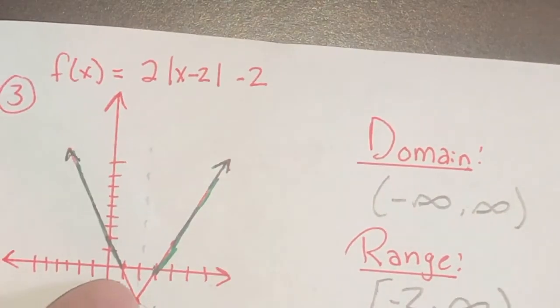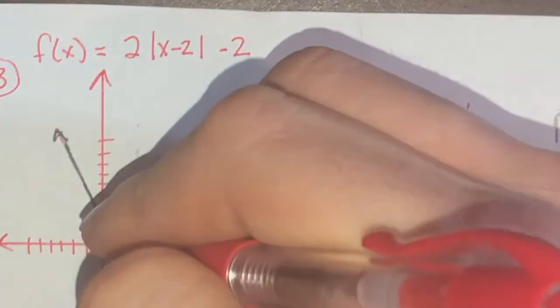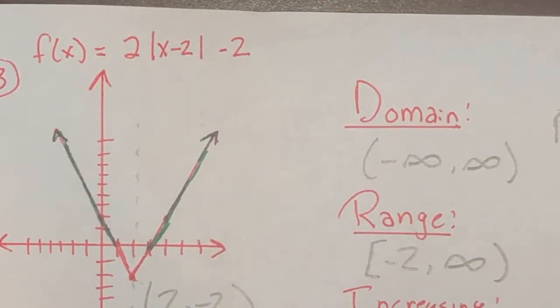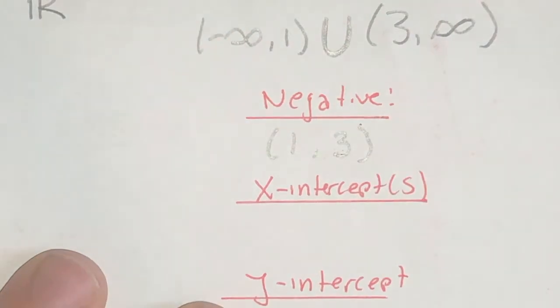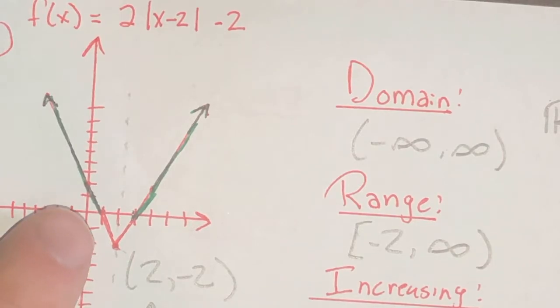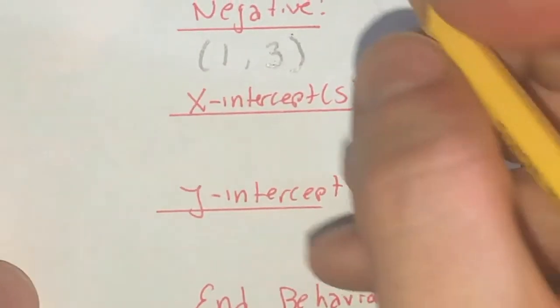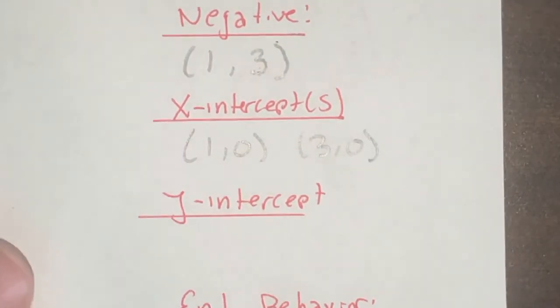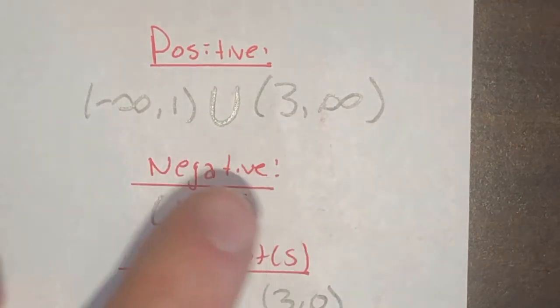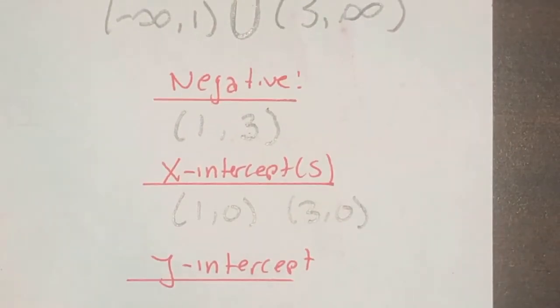Where is it negative? Well, it's negative from when x equals 1 to when x equals 3. How about x-intercepts? What are my x-intercepts? They are 1, 0, and 3, 0. Here you can just write them out: 1, 0, 3, 0. Notice, don't write a U, because there's not a union. It's not a set. It's two points. That's the tricky part, right? Numbers like sets and points look alike. But remember, if it's negative or positive, I'm looking for an interval. Here I'm looking for points, so please don't put a U there.